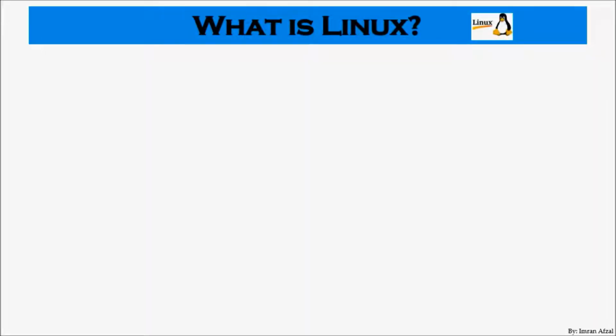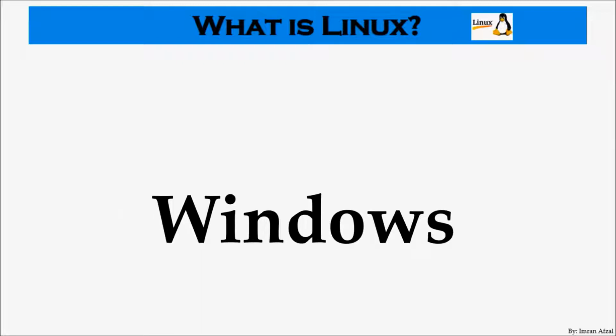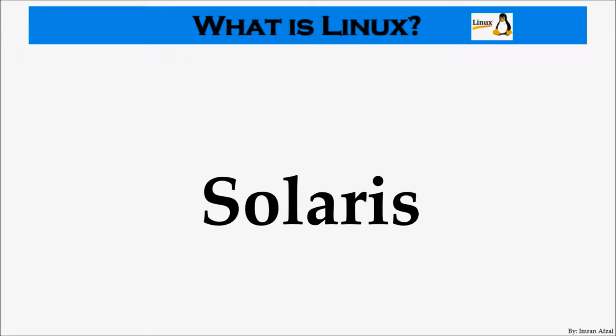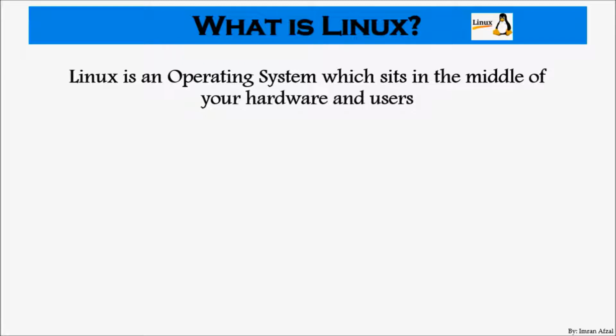What is Linux? Of course, we are going to learn Linux, but we do want to know what exactly Linux is. Linux is an operating system. It's just like any other operating system. For example, Microsoft has Windows, Apple has Mac, and Sun, which is now owned by Oracle, has Solaris running on SPARC hardware. Linux is an operating system which sits in the middle of your hardware and the users.